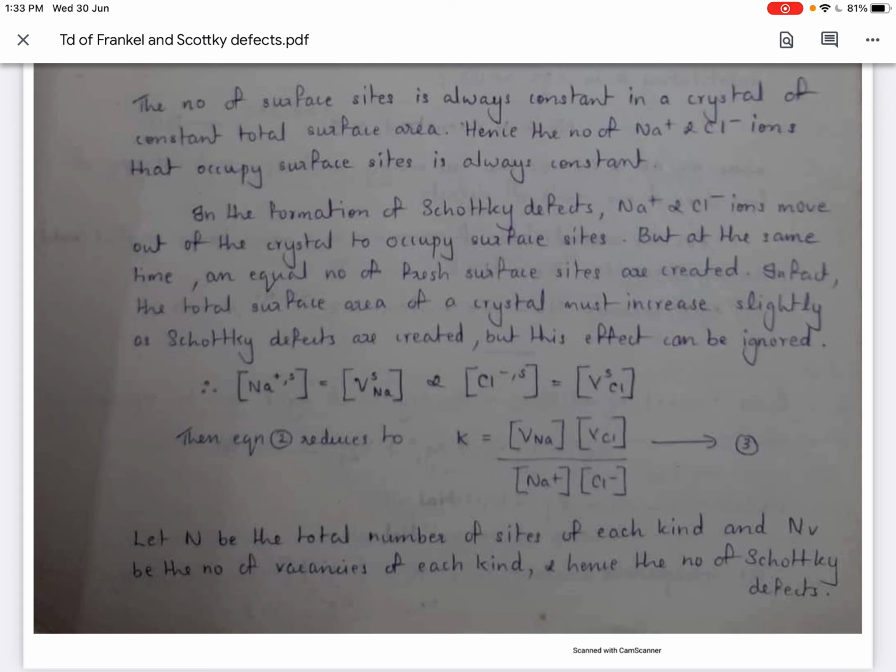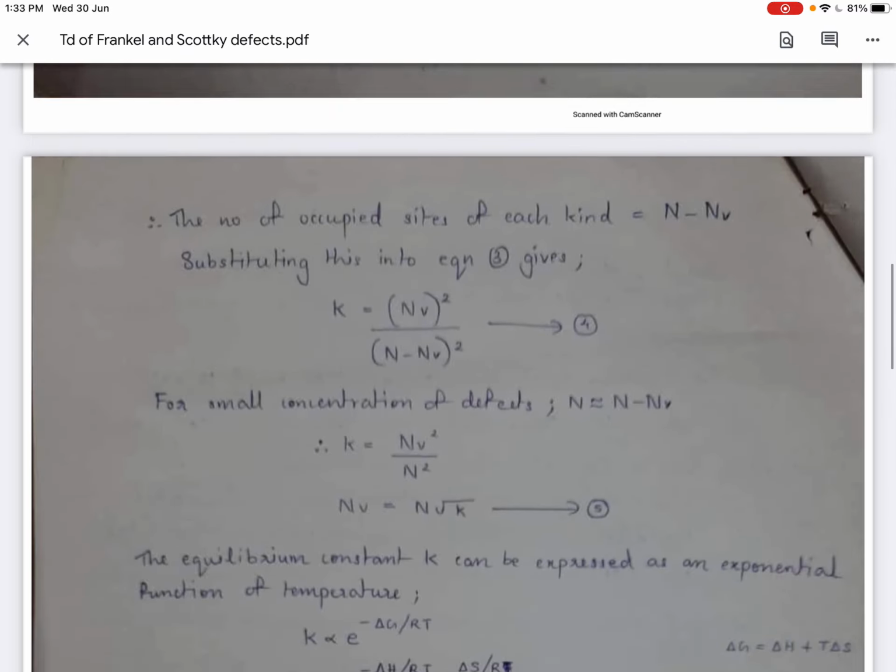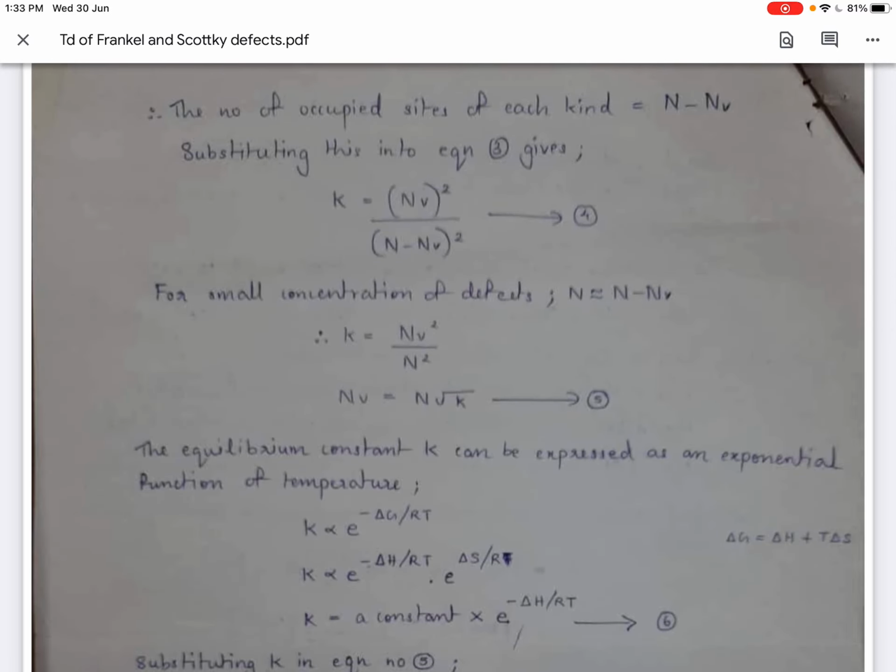Now we have to consider capital N as the total number of sites of each kind and n_v as the number of vacancies of each kind, and hence the number of Schottky defects. The number of occupied sites of each kind is N minus n_v, and substituting this into equation 3 we get K = n_v squared / (N - n_v) squared. That is equation number 4.